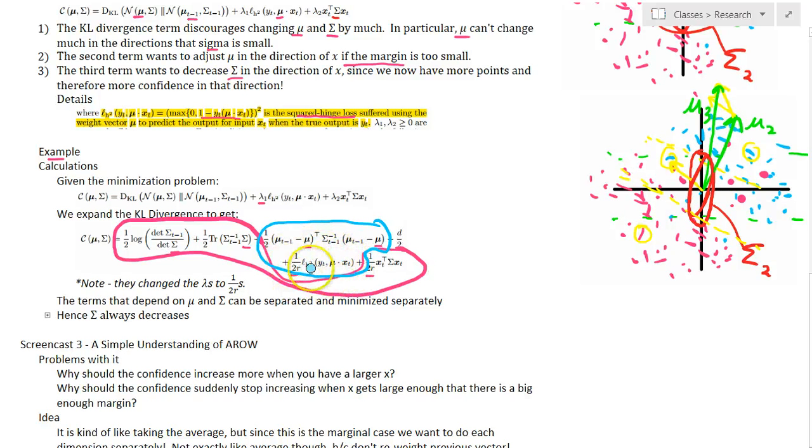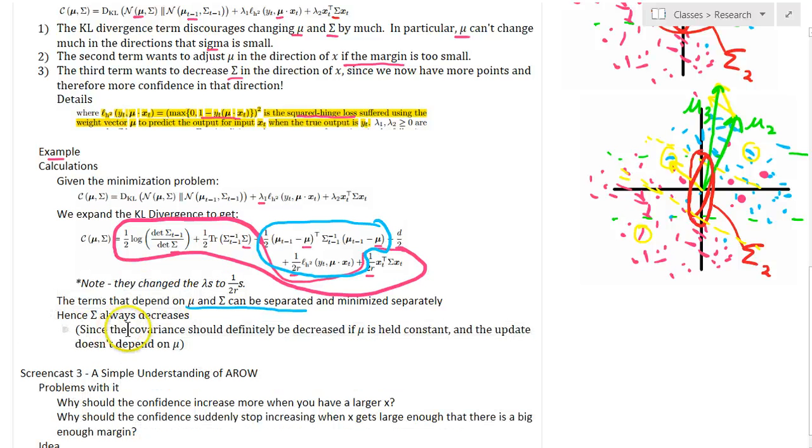And then, yeah, here, this is just a loss, which we're, of course, trying to minimize. So that's what happens with mu. And then looking at the sigmas, well, I find this much harder to interpret. However, what we can conclude, because the mu and sigma can be separated and minimized independently, is that sigma is always going to decrease. It's always going to decrease.